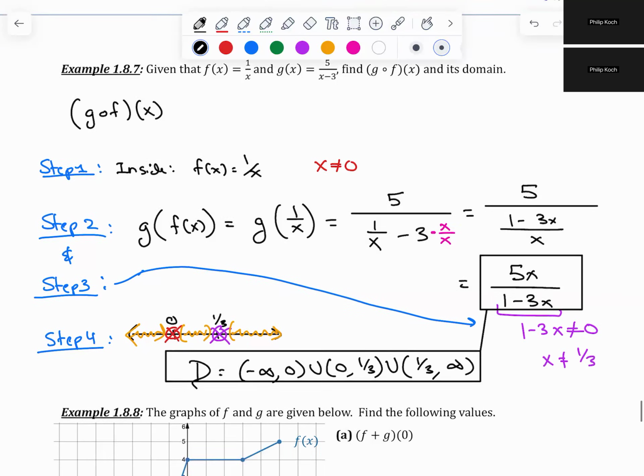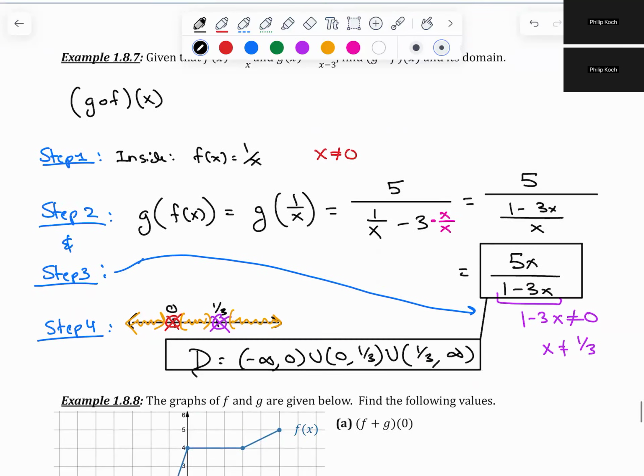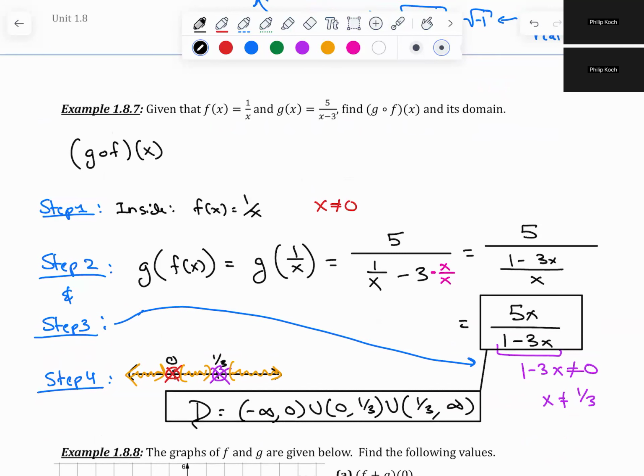Okay. So, any other questions on this one? Okay, if there are, even if we're lost. Yes, Jiggy. You just got the 5x over 1 minus 3x by multiplying. Yeah, by flipping and multiplying. Because we're divided by a fraction, you flip and multiply.